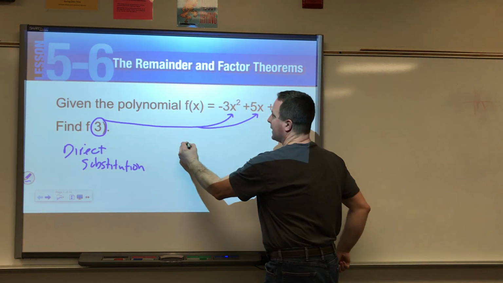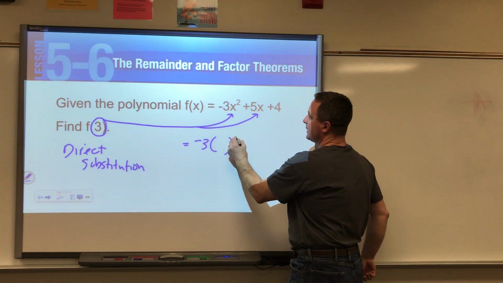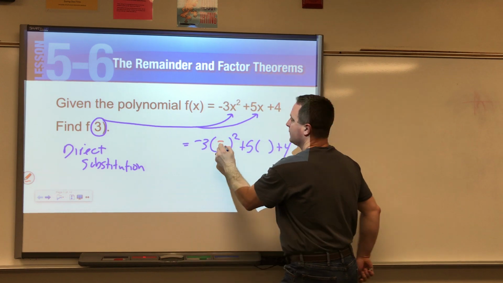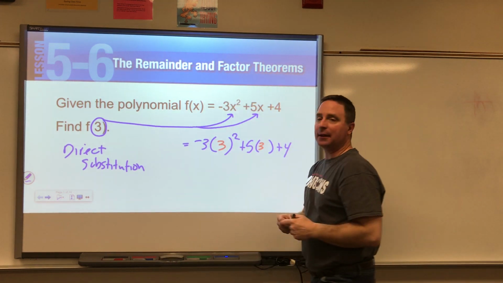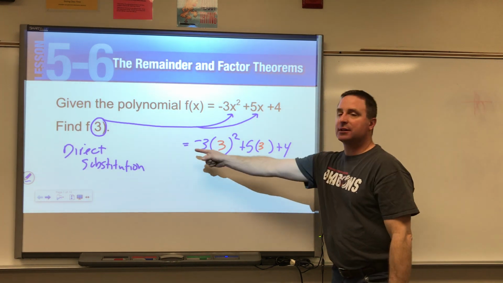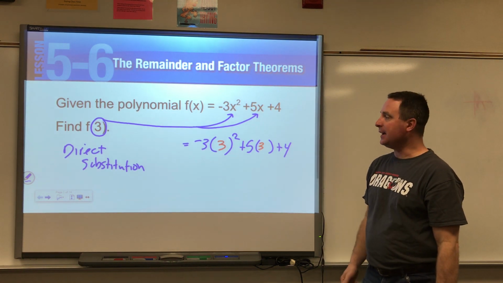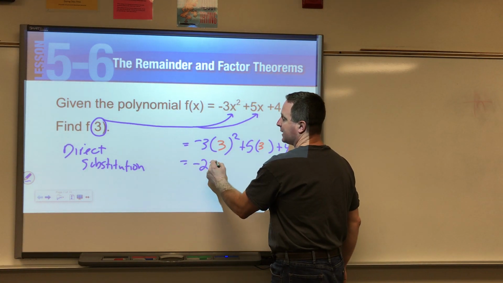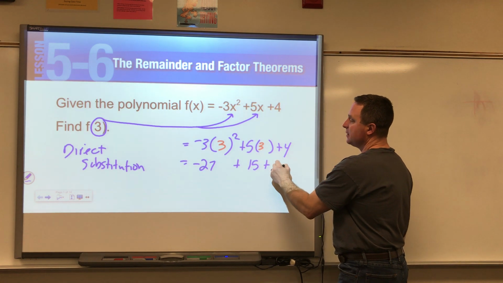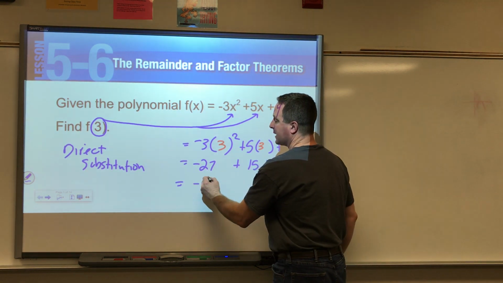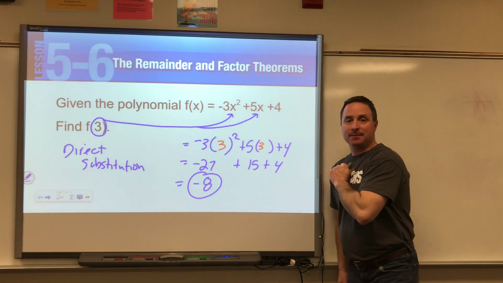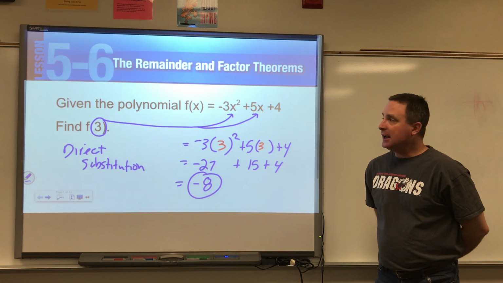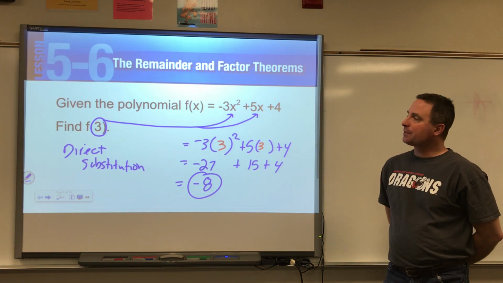If I plug this in there, I do something like this: negative 3 something squared plus 5 times something plus 4. Again, the 3, I plugged in everywhere I saw x, and then I evaluated it. This is something you can simply do on your calculator. But if I work it out here, 3 squared is 9. 9 times negative 3 is negative 27, plus 15 plus 4. If I combine those together, I get negative 8. I did that kind of fast, but that's what's called a direct substitution, and that's one way to evaluate a function.